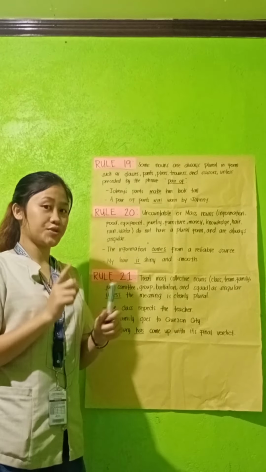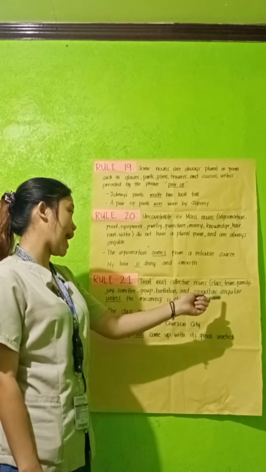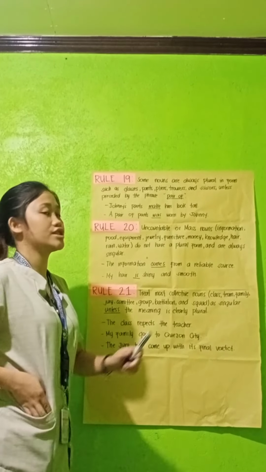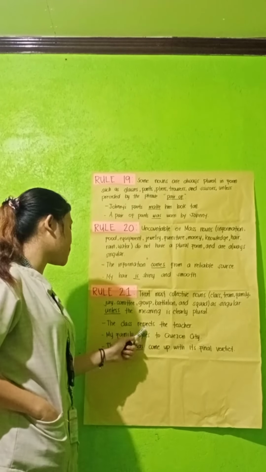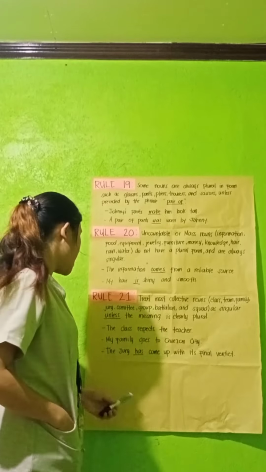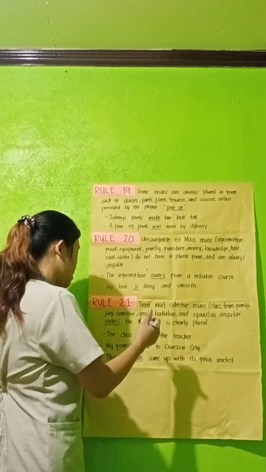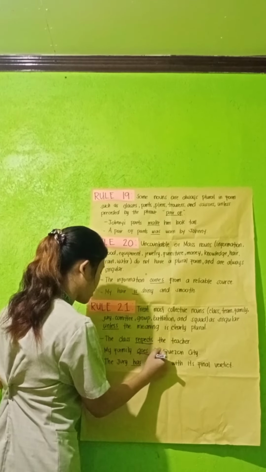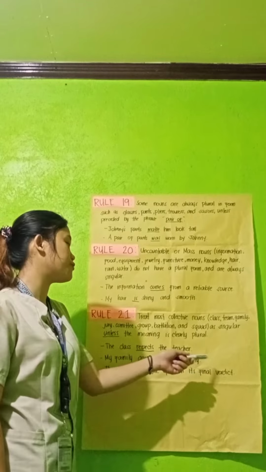And the last rule, we treat most collective nouns such as class, team, family, jury, committee, group, battalion, and squad as singular unless the meaning is clearly plural. For example, the class respects the teacher. My family goes to Quezon City. The jury has come up with its final verdict.